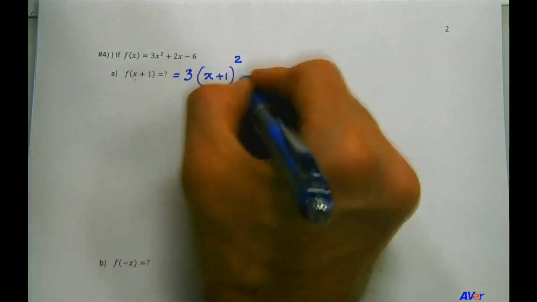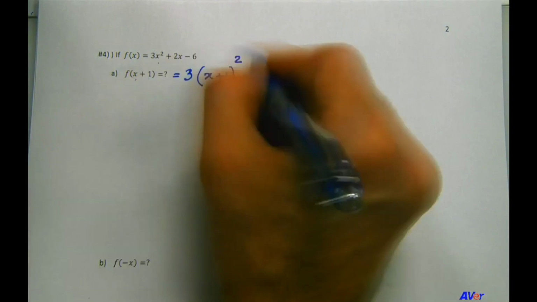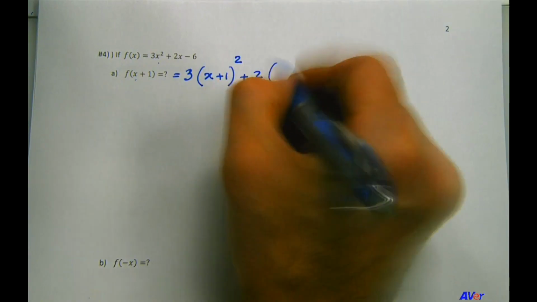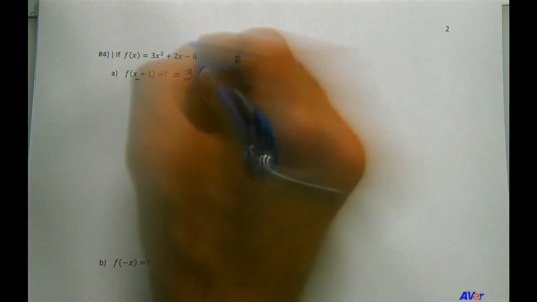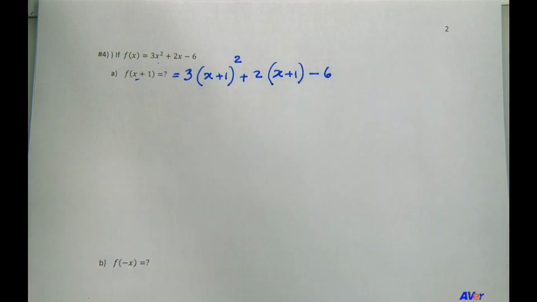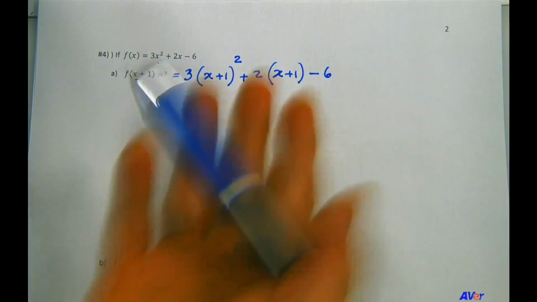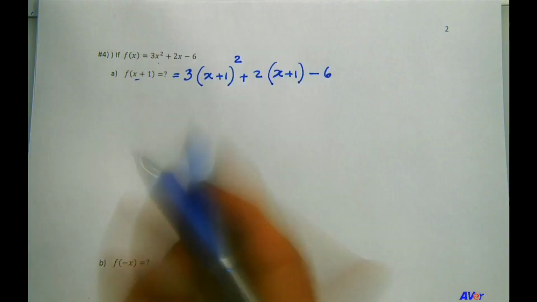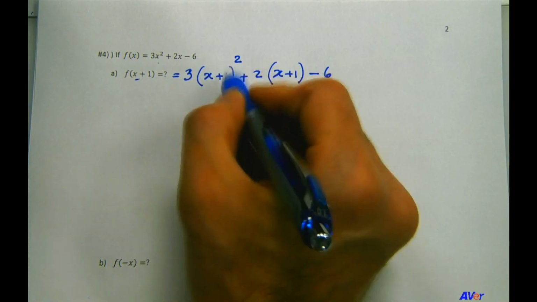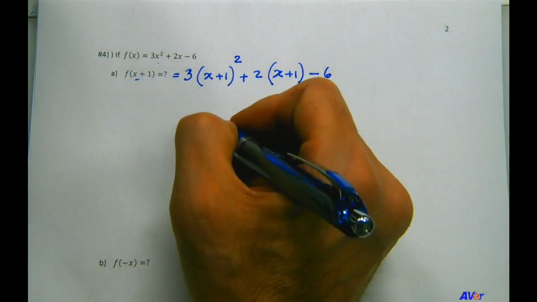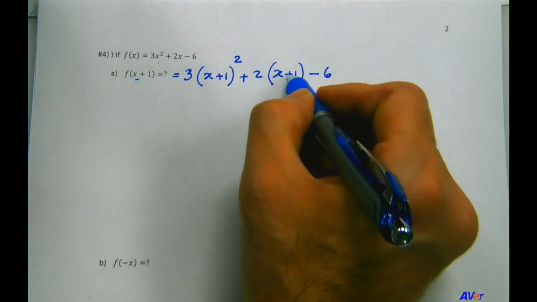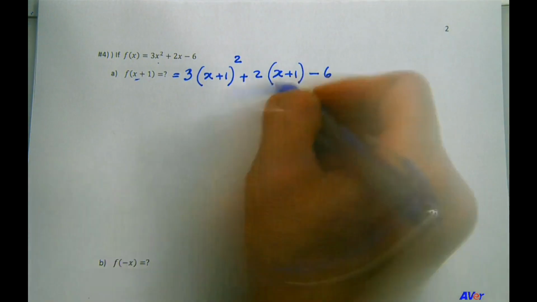Okay, plus 2 times x. So 2 times both terms that are replacing x. Minus 6. Okay, so now I don't want to leave the answer like that. I need to simplify this, which means I need to expand this one, this binomial squared, and I need to distribute this 2 into this and then combine the like terms.